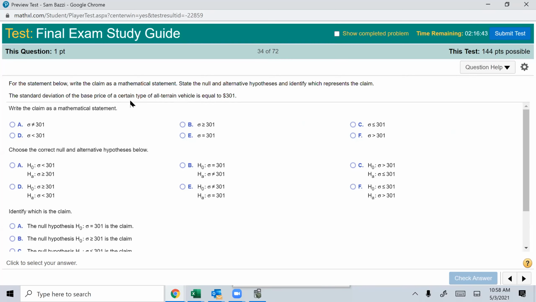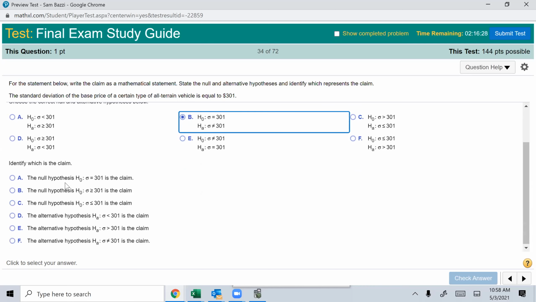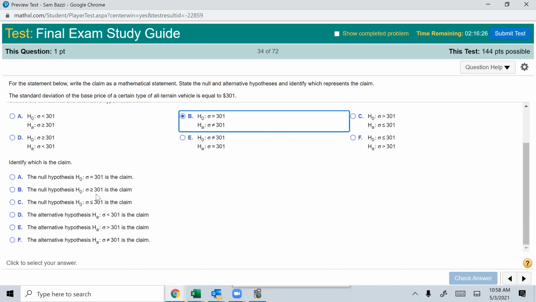Okay, the claim happened to be in the null hypothesis because he says equal. Remember, the null hypothesis is a statement of equality. So sigma is equal. Choose the correct null and alternative hypothesis below. That would be this. Identify which one is the claim. The null hypothesis is the claim.